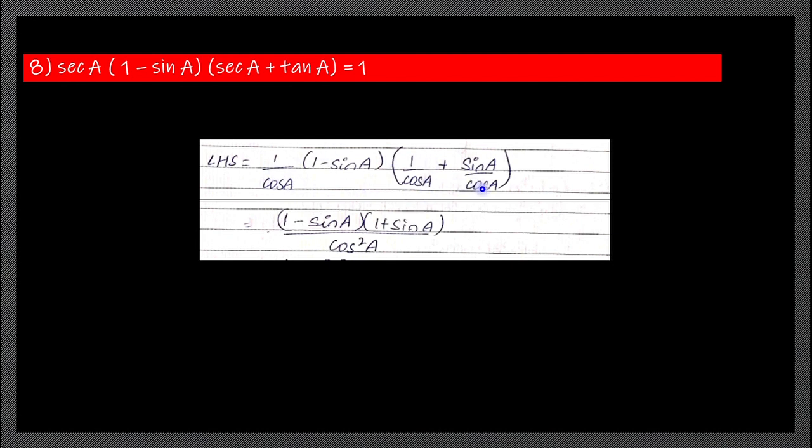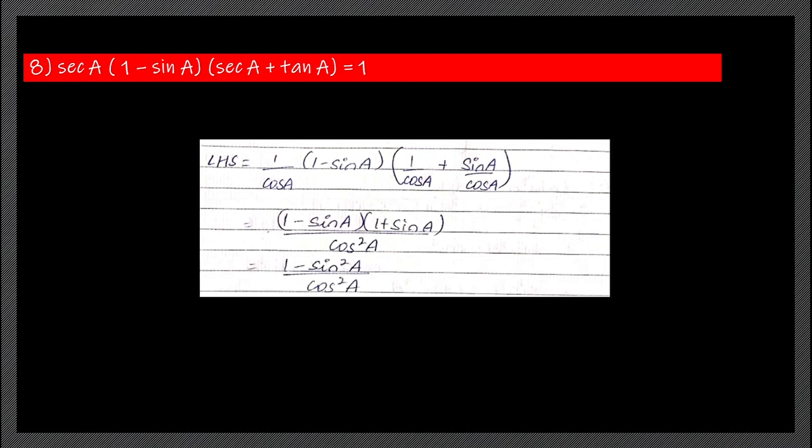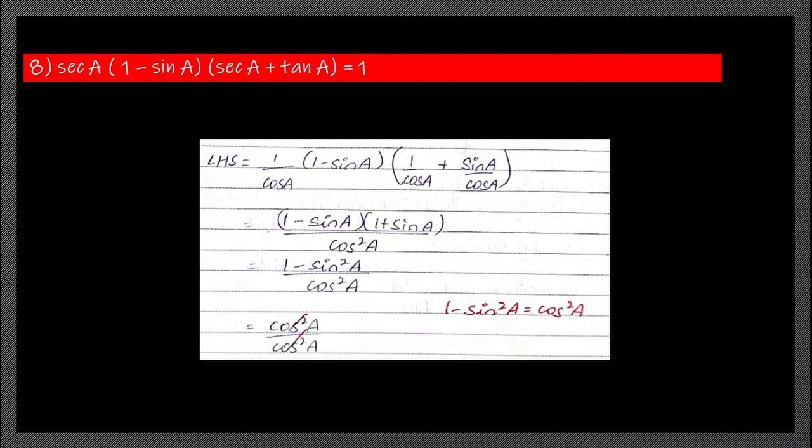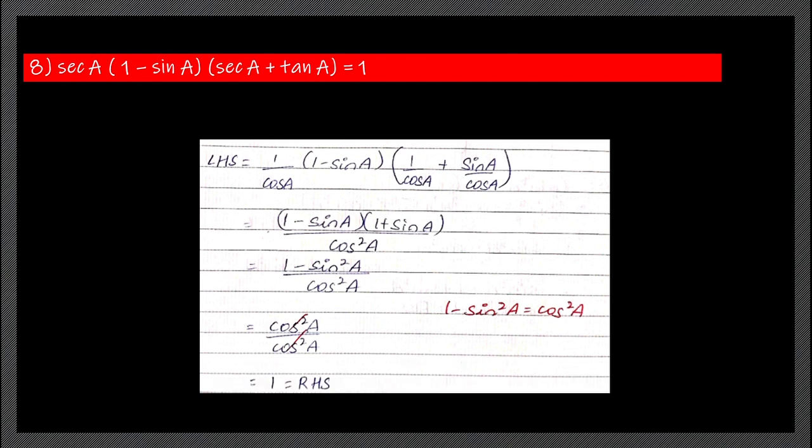Cos A is common over here, common denominator into cos A, cos square A, and then 1 plus sin A, 1 minus sin A we have. When you multiply those two, it is in the form of A minus B into A plus B. You will get 1 minus sin square A. So we all know that 1 minus sin square A is nothing but cos square A. So cos square A by cos square A equals 1, which is expected at RHS. Hope you understood this question.